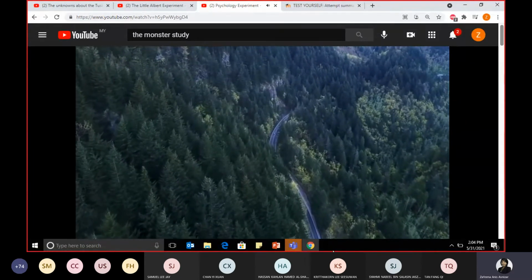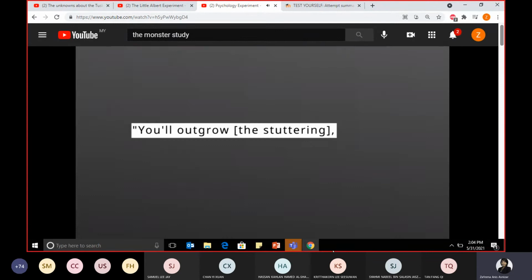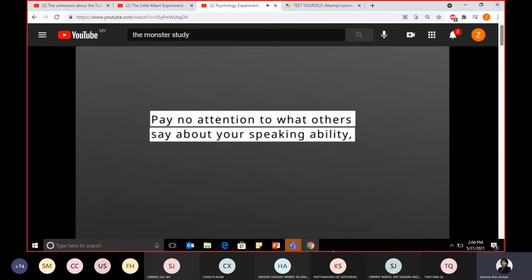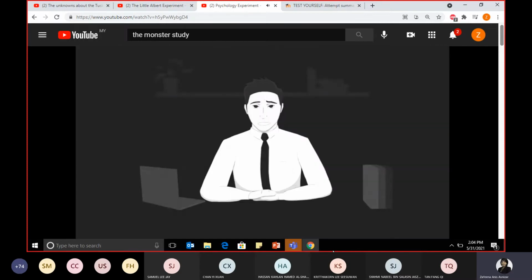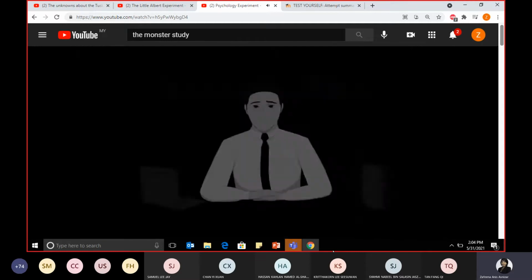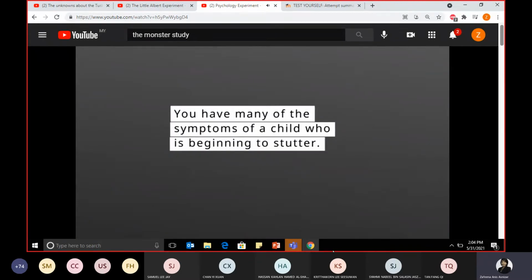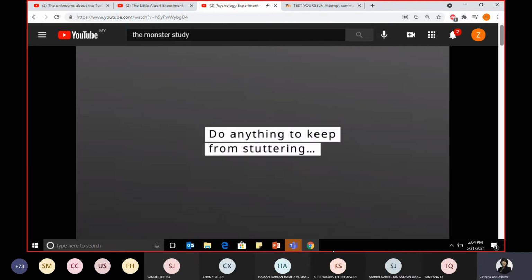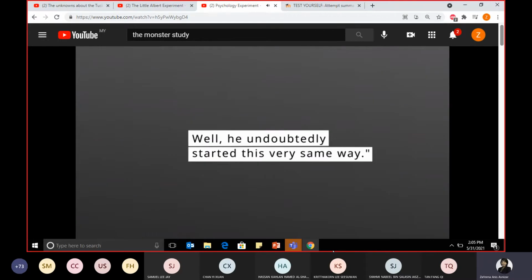In her dissertation, she reported that she talked to the stuttering youngsters who were going to be told that they did not stutter. She said, "You will outgrow the stuttering, and you will be able to speak even much better than you are speaking now. Pay no attention to what others say about your speaking ability, for undoubtedly, they do not realize that this is only a phase." To the non-stuttering youngsters who were to be branded stutterers, she said, "The staff has come to the conclusion that you have a great deal of trouble with your speech. You have many of the symptoms of a child who is beginning to stutter. You must try to stop yourself immediately. Use your willpower. Do anything to keep from stuttering. Do not ever speak unless you can do it right. You see how so-and-so stutters, don't you? Well, he undoubtedly stuttered this very same way."